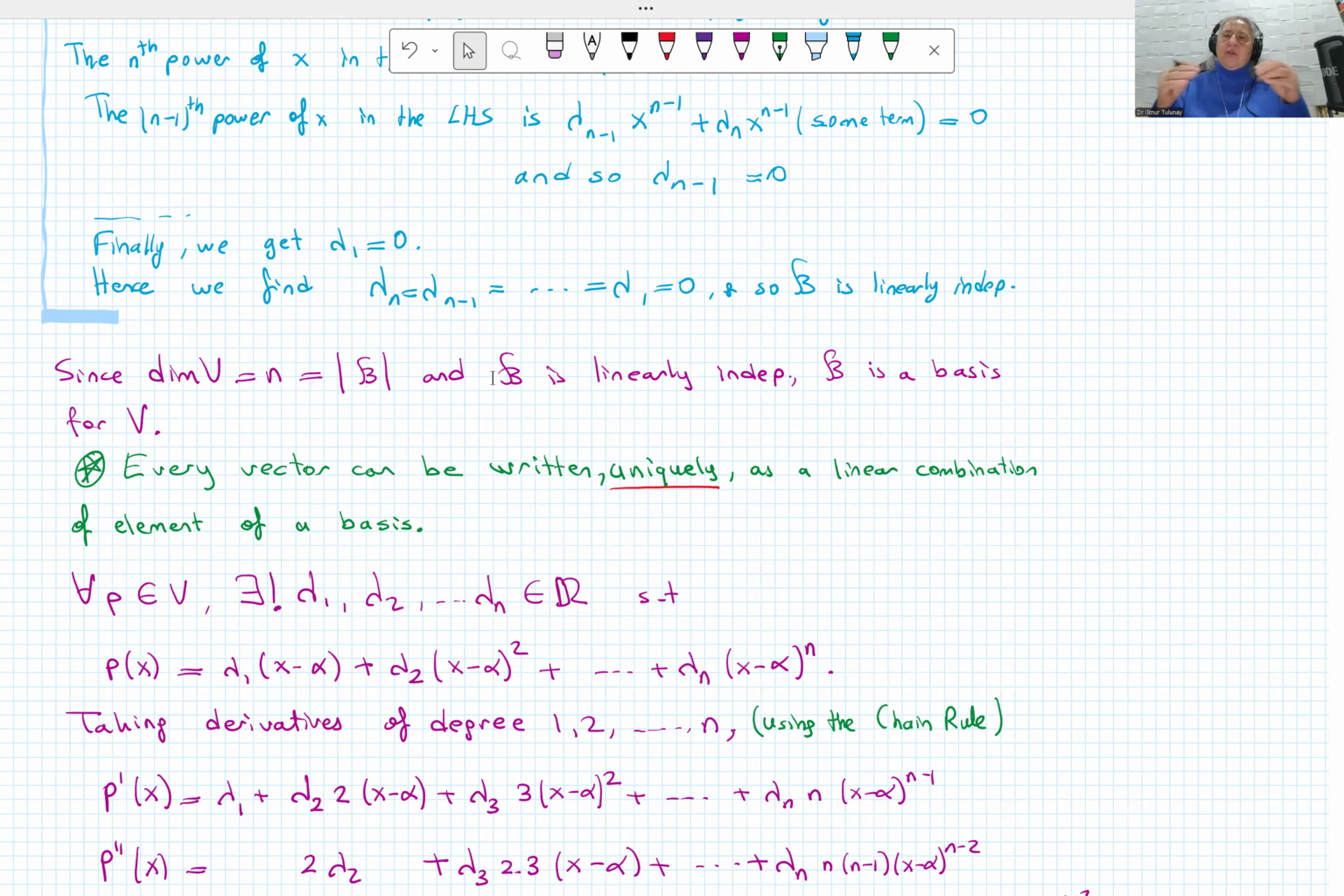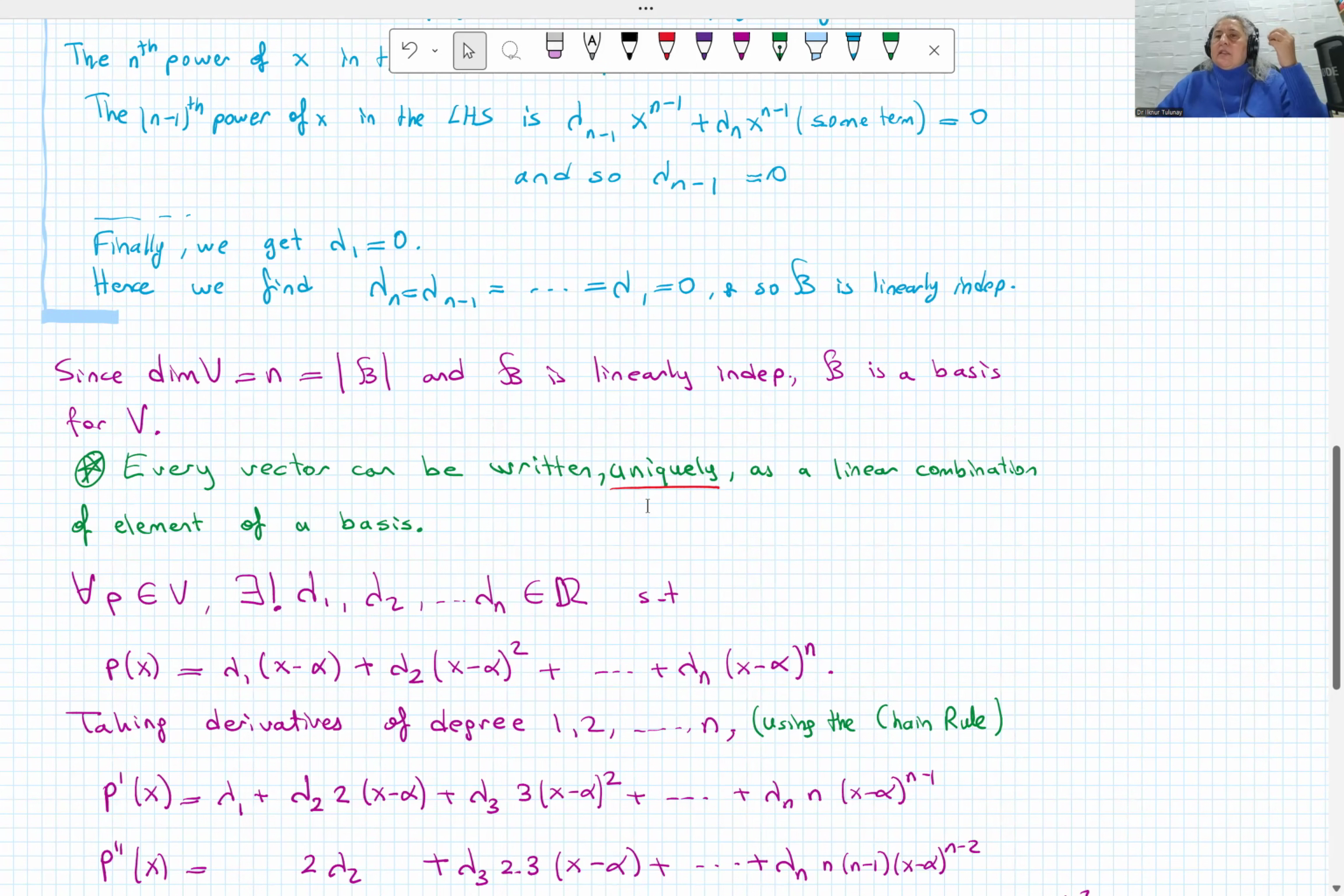You have enough vectors to span all. If they are linearly independent, it is the basis. So by using that theorem, B is a basis of V. We prove that part. Now our aim is to find the coordinate vector.